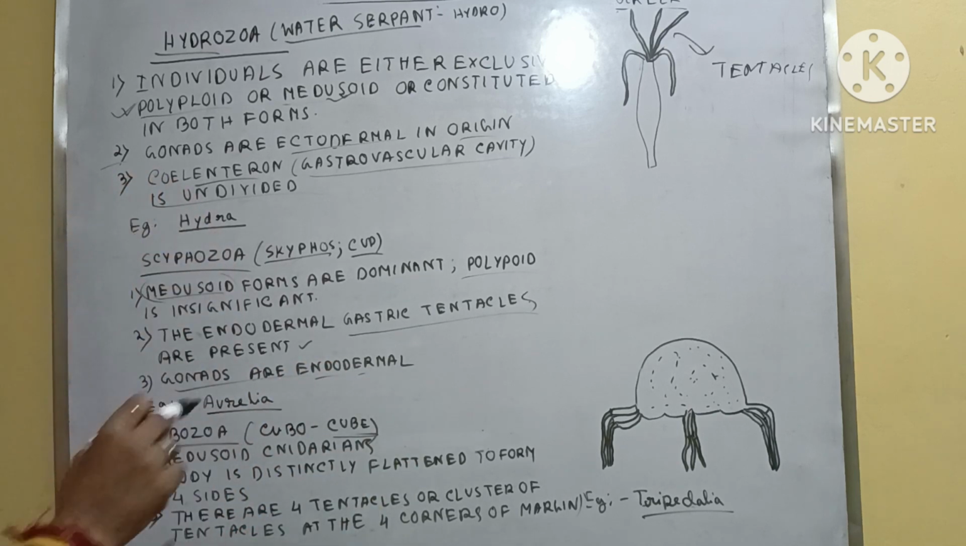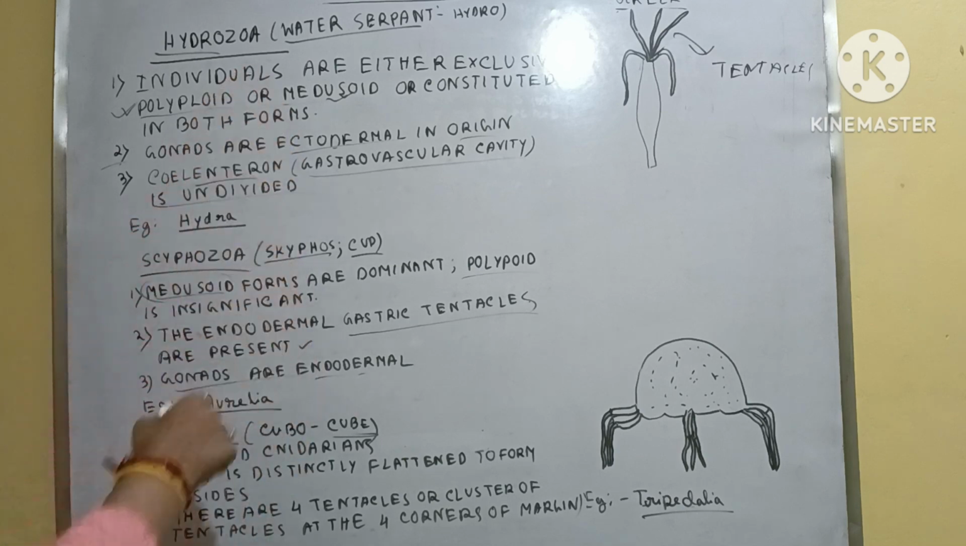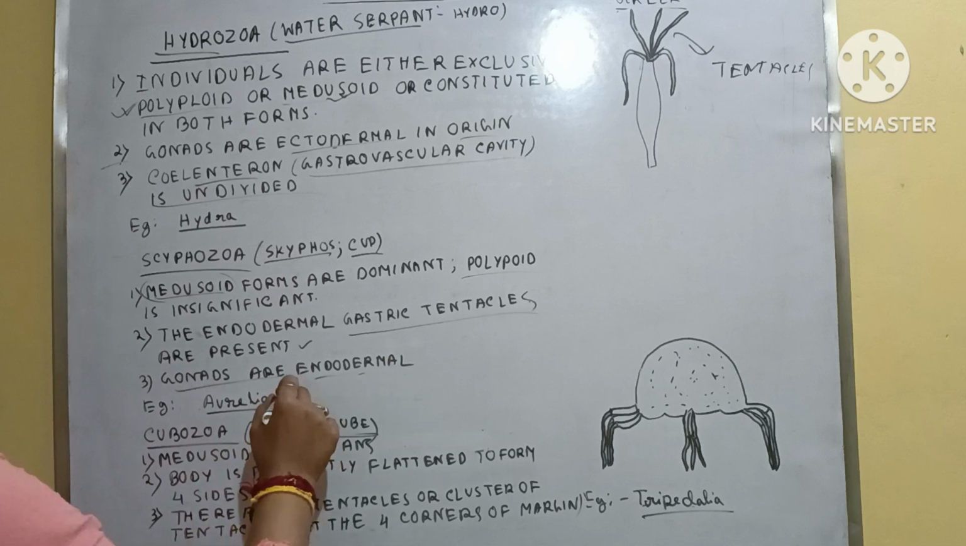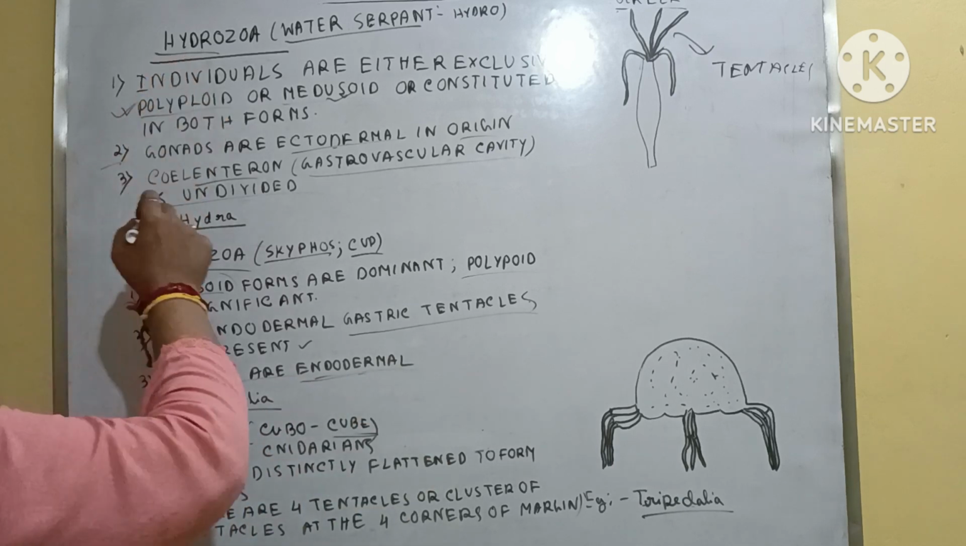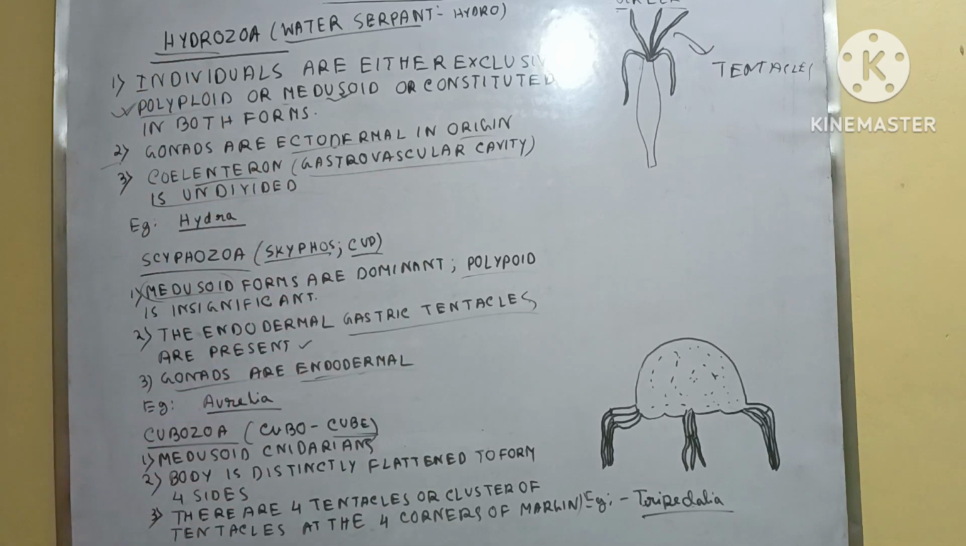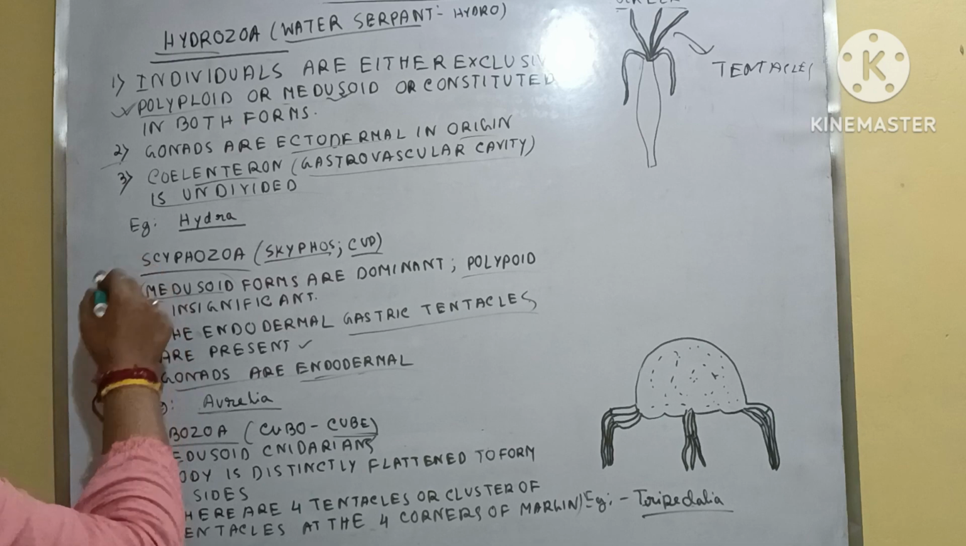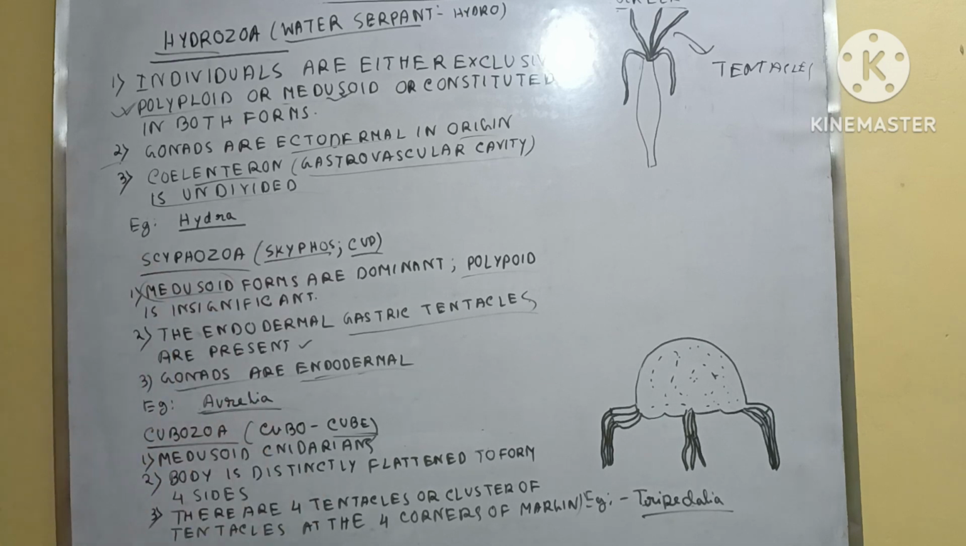But here is the difference between the Hydrozoa and the Scyphozoa in the formation of the gonad. Here the gonad is of endodermal origin, but here the gonad is ectodermal in origin. Okay. And the first example of the Scyphozoa is Aurelia. And the last one is the Cubozoa.